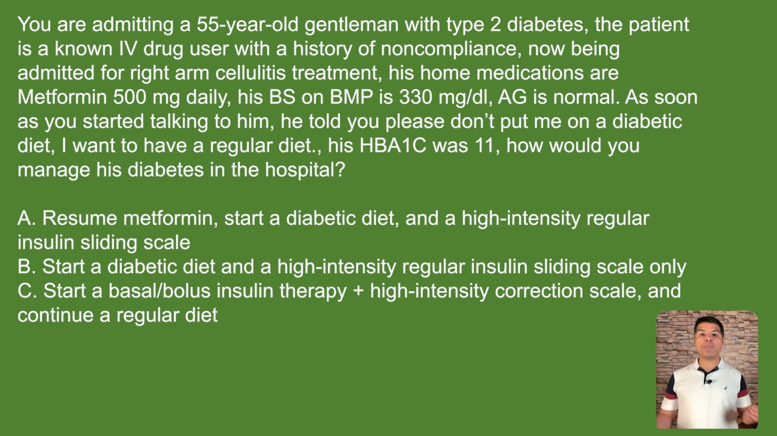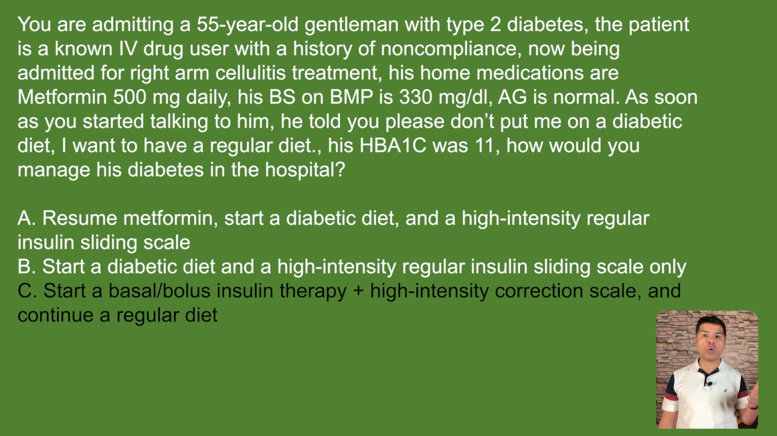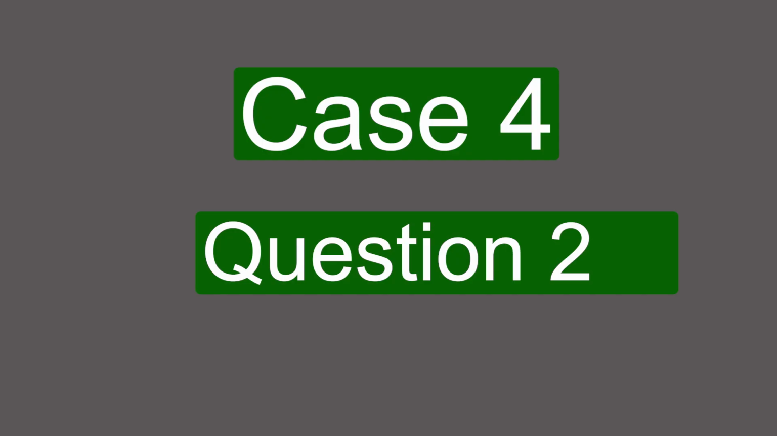The patient has poorly controlled diabetes here. He is non-compliant at home and he wants to be on a regular diet. Starting basal/bolus insulin therapy plus insulin sliding scale would be a better option to quickly get his blood sugar under control. Resuming his home metformin, which he likely was not taking, plus insulin sliding scale is not completely a bad option, but likely will be inadequate at this stage.